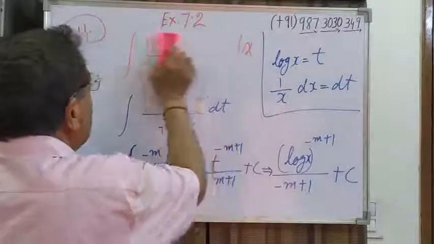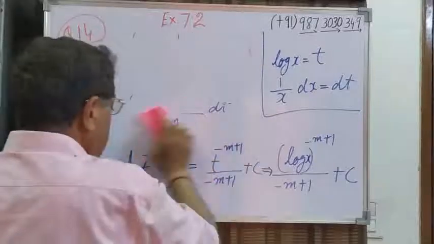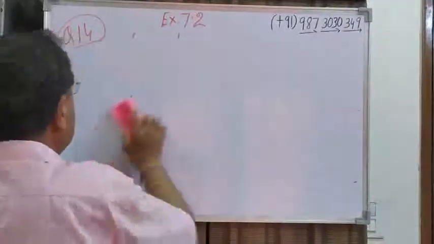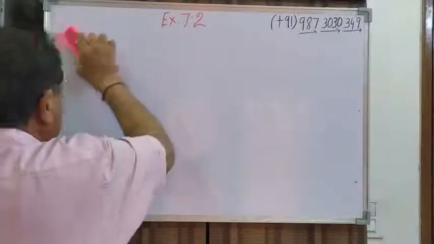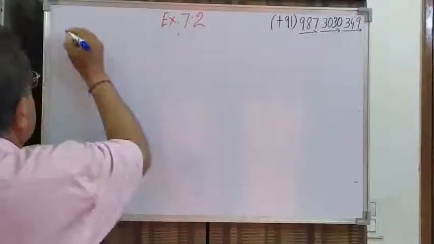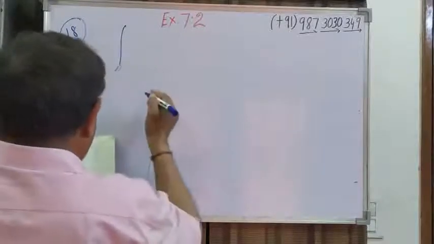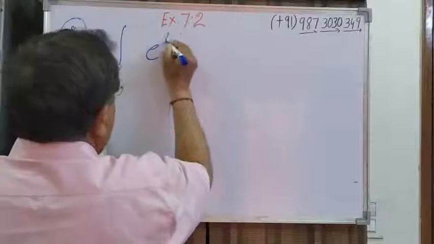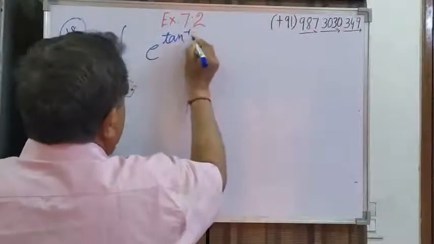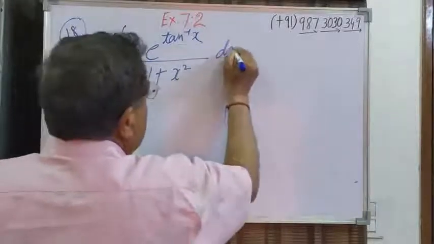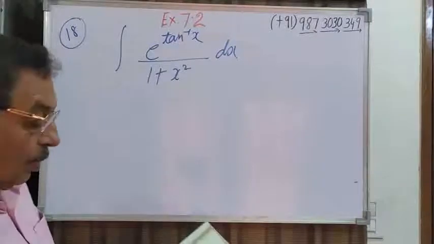Now let us go to the next important question of exercise 7.2, the important and different one, which is question number 18. Question 18 says integration of e to the power tan inverse x upon 1 plus x² dx. We are supposed to integrate this one.